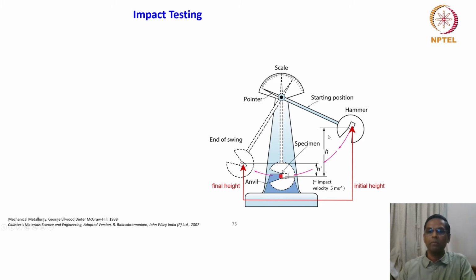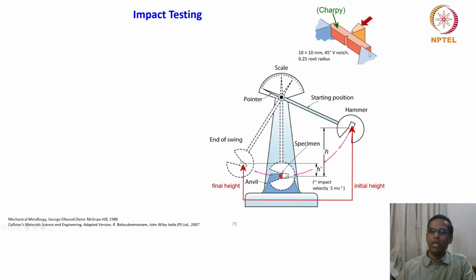So this is the setup where you have this hammer. The sample is kept in the anvil here, fixed, and then the hammer strikes it. This is the sample dimension. This particular experiment or test is popularly known as the Charpy impact test, and this is a Charpy specimen, and this is the geometry. It's kind of a 3-point loading setup.